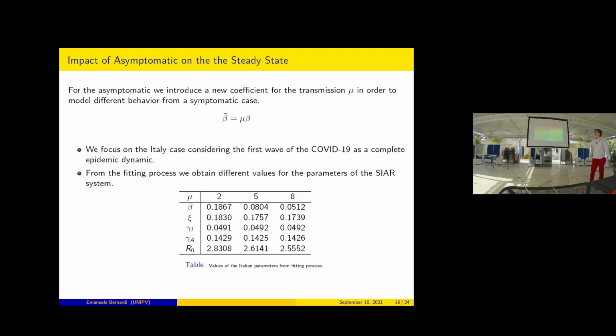Then we have performed some numerical simulations for the coupled model. First of all, we need to consider that since the asymptomatic individuals commonly do not know that they are infected, it is reasonable to assume that they do not change their habits, and so they have a higher contact rate, so a different beta from the symptomatic ones. We have focused our attention on the Italian case for COVID-19 infection, and we have performed some simulations and obtained values for different mu parameters, that is the rescaling factor for the interaction activity.